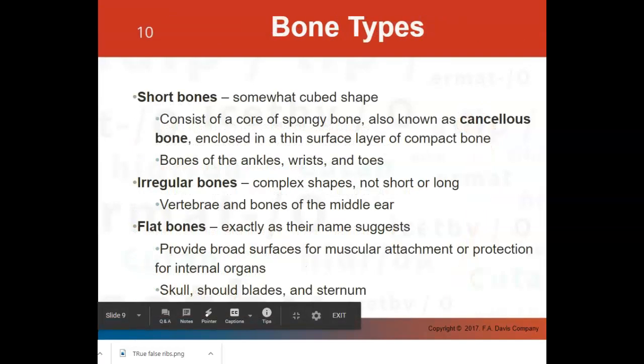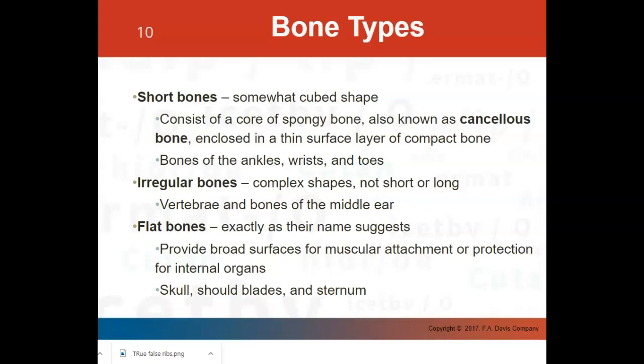Bone types, we have short bones that are somewhat cube-shaped. They consist of a core spongy bone, also known as a cancellous bone, enclosed in a thin surface layer of compact bone, bones of the ankles, wrists, and toes. Irregular bones are complex shapes, not short or long. Examples would be your vertebrae and bones of the middle ear.